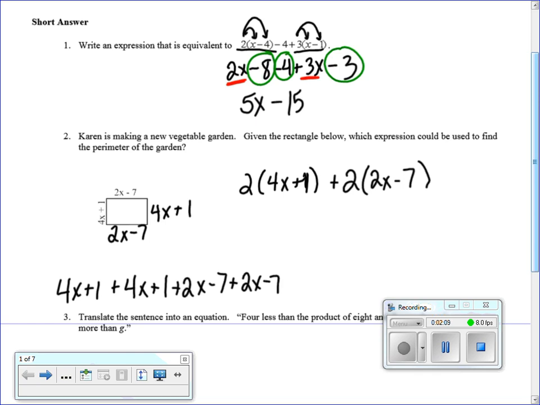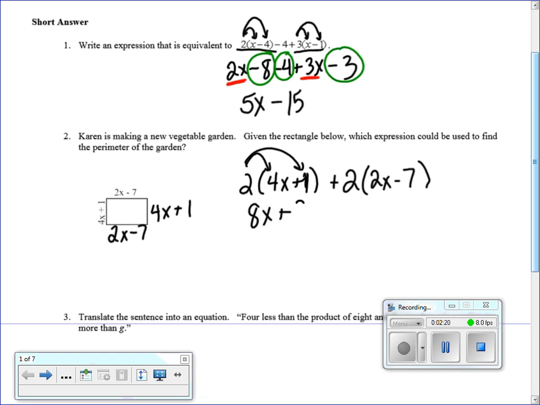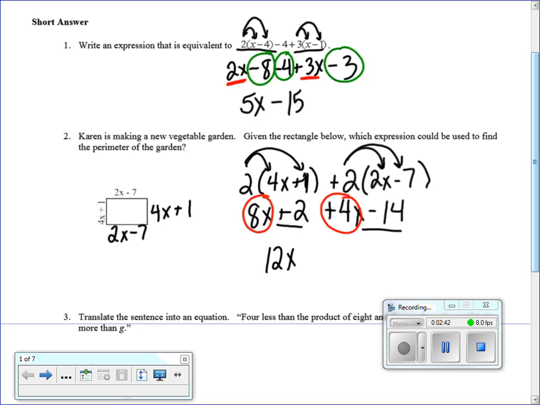So here you would distribute. You're going to distribute the 2 to both the 4x and the 1, giving you 8x plus 2. Here you'll distribute the 2 to the 2x and to the 7, giving you 4x minus 14. Then you'll combine like terms. Again, like terms, same variables, same power. So you've got 8x plus 4x, which gives you 12x. And all constants are like terms. You've got positive 2 minus 14, which would give you negative 12, or minus 12.